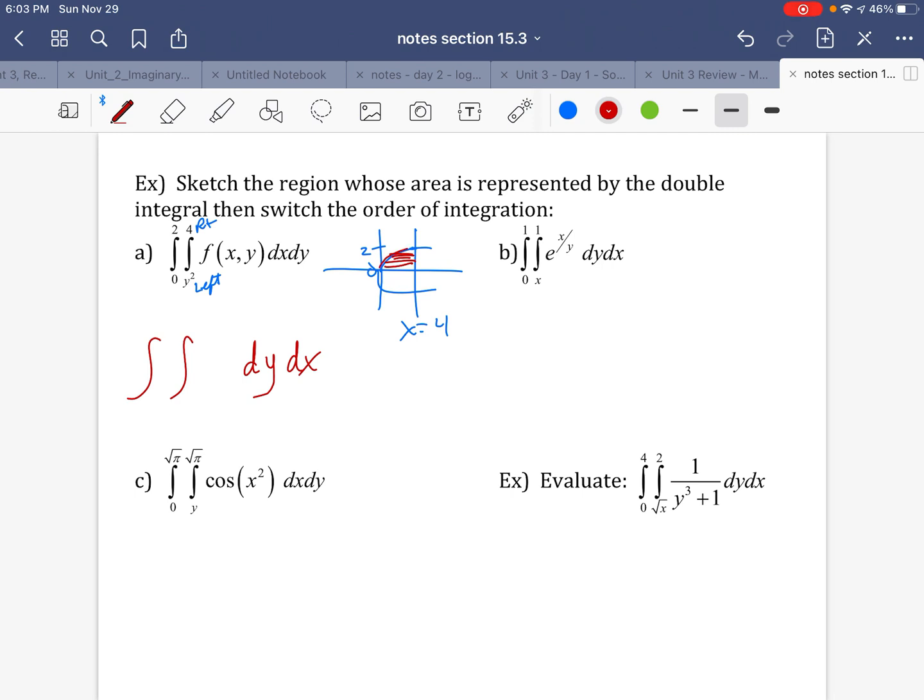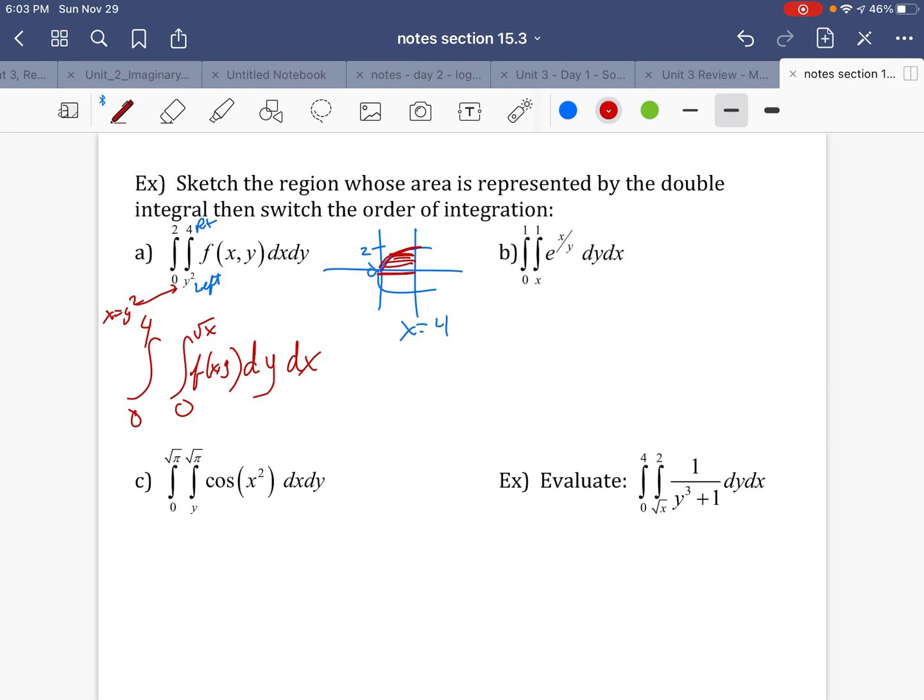So top and bottom. My top part is this radical x function right there, because if I solve this equation, x equals y squared, for y, it would be radical x, and that's the top half of it, so it's the positive radical x. And the bottom is 0. And I just put my function back. And now I do my x values. Well, this goes from 0 to 4. Okay.